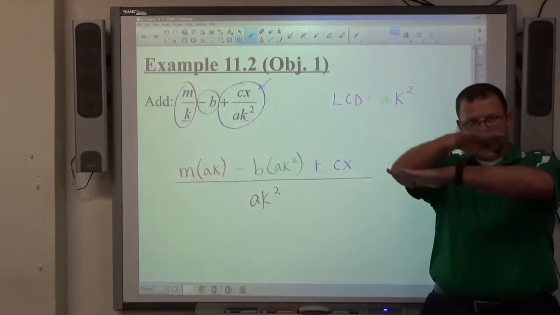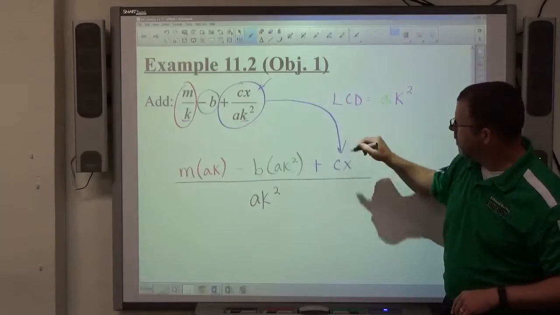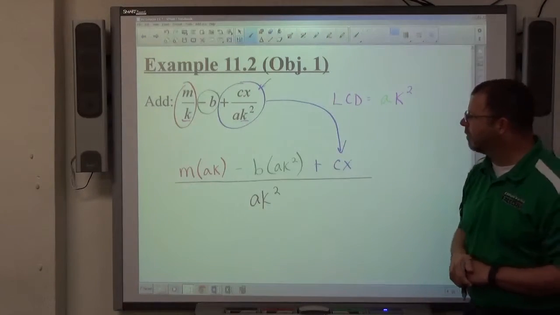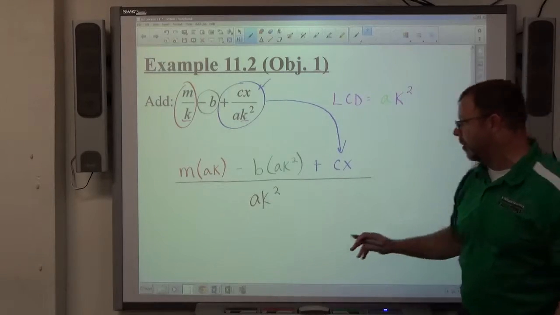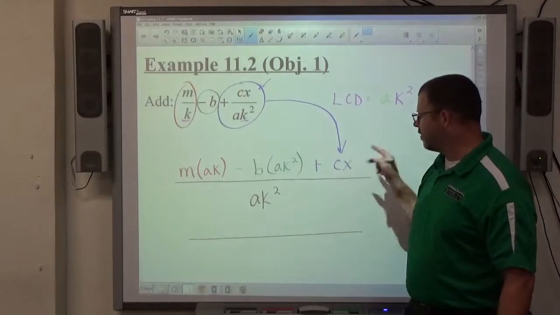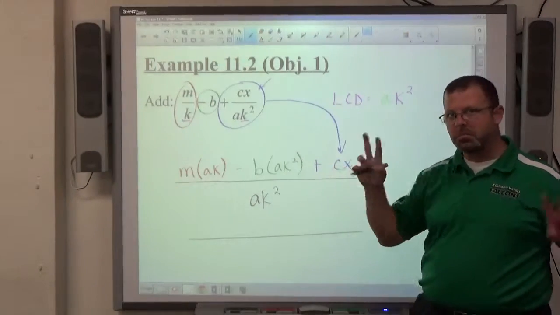One fraction bar over everything like that. Just make sure that fraction's already got the common denominator, so that fraction has no modification. All right. At this point, all that's left is to multiply things together that multiply together. Nothing's the same. M and K are different, B and K are different, C and X are different, AK squared are different. This can be done right here officially.